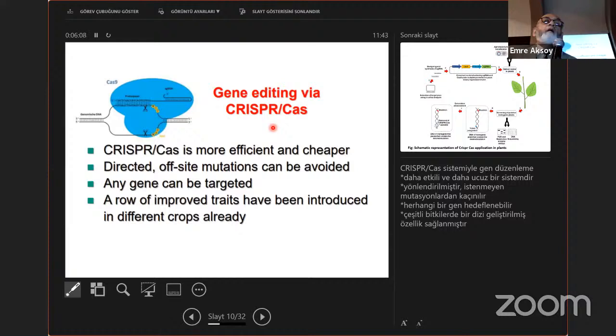Offsite mutation can be avoided. Any gene can be targeted. In this technology, you can target genes. A row of improved traits have been introduced in different crops already. So there are so many crops which are being targeted by this technology, and they are giving good results, and they're improving their qualities and their production also.